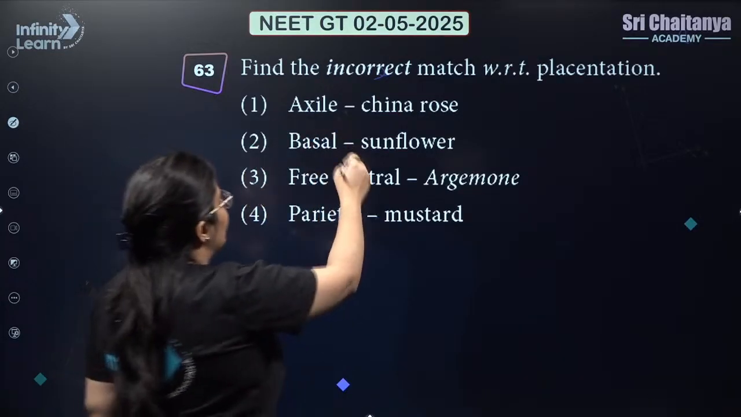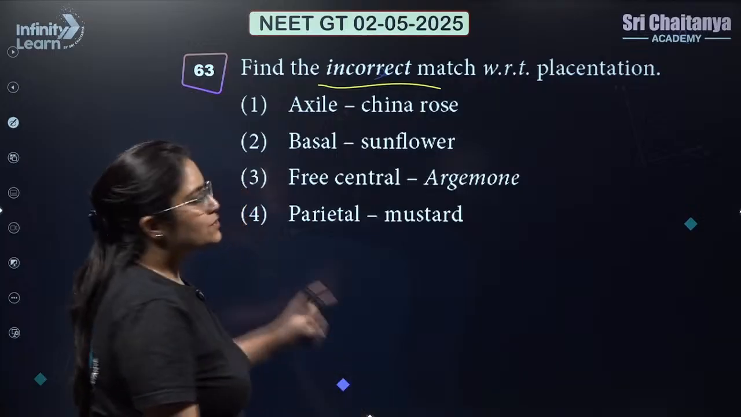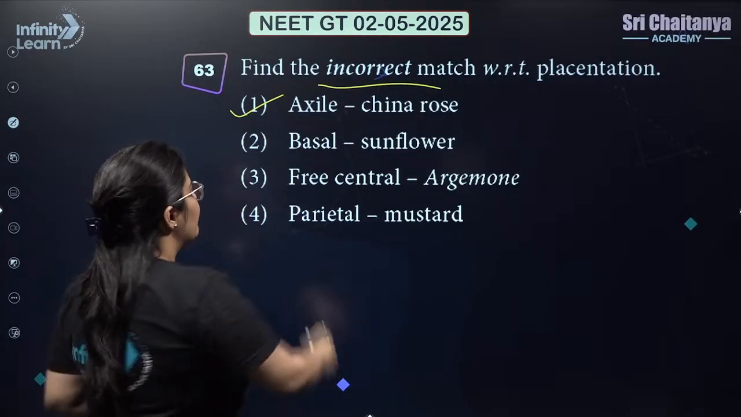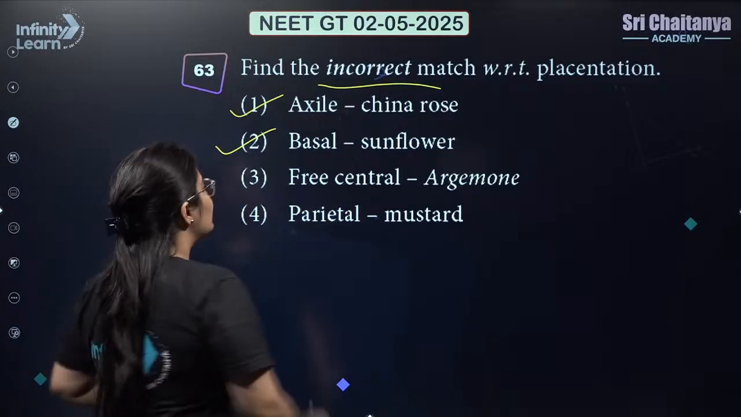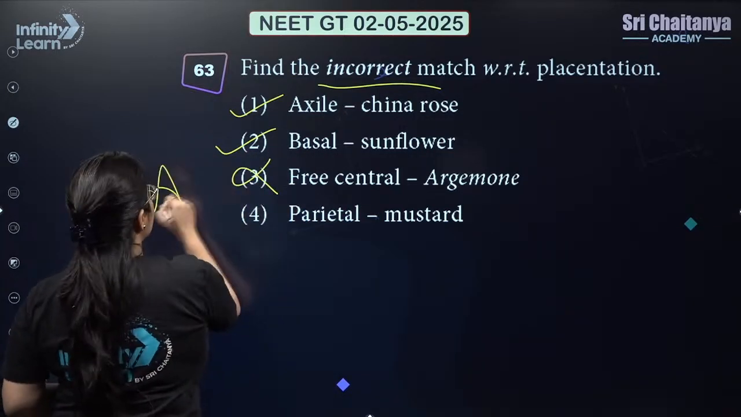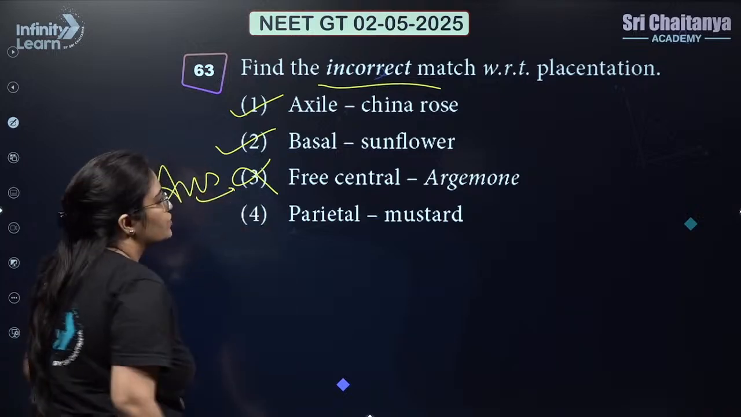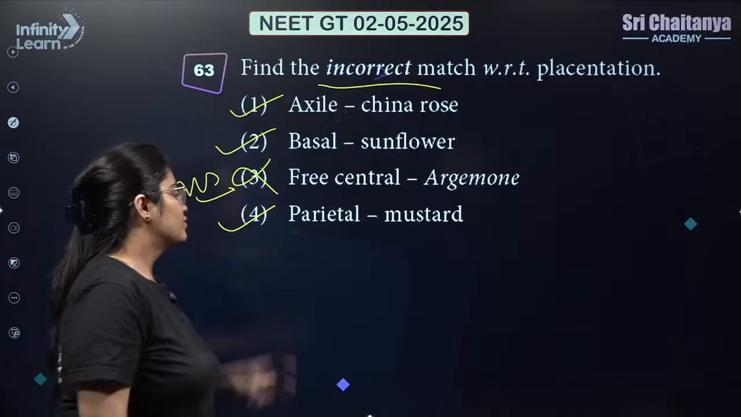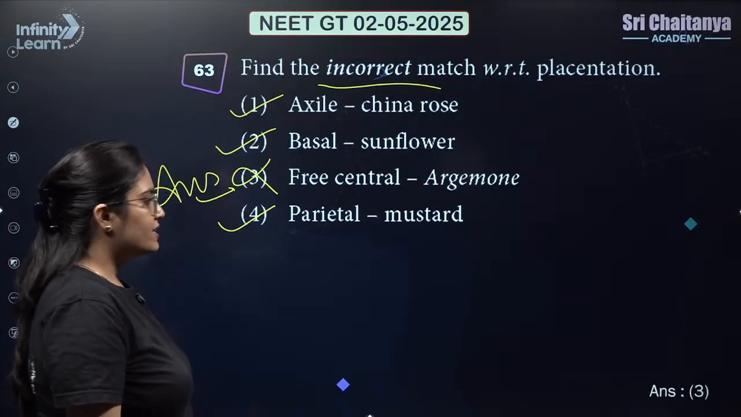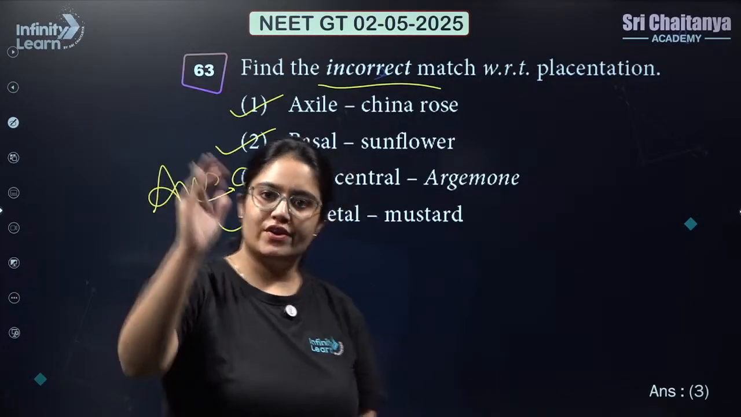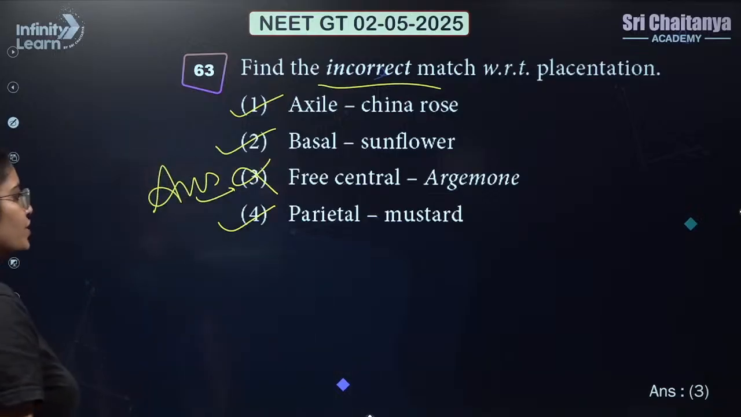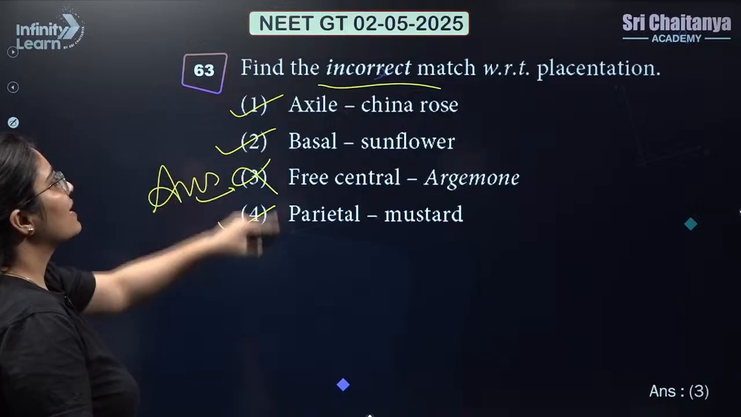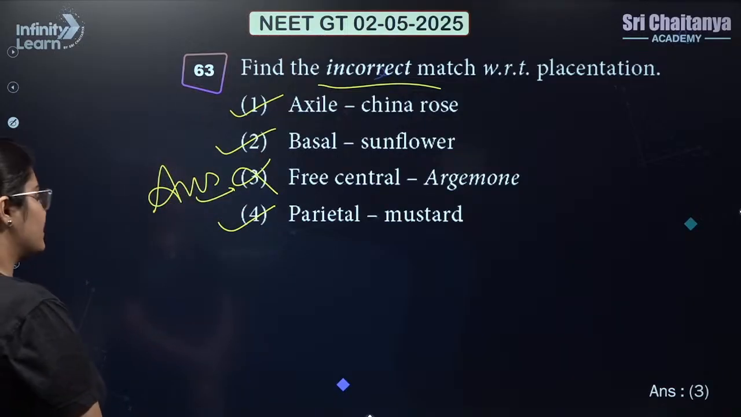Find the incorrect match with respect to placentation. Axile, China rose, correct. Basal, sunflower, correct. Free central and argemone, incorrect. So this becomes the answer to your question. Parietal, mustard is correct. In fact, in argemone also it will be parietal. So answer is 3. Your correct answer is 3, guys. Yes? Very good. For this question the answer is 3 because they are asking about the incorrect match with respect to placentation.